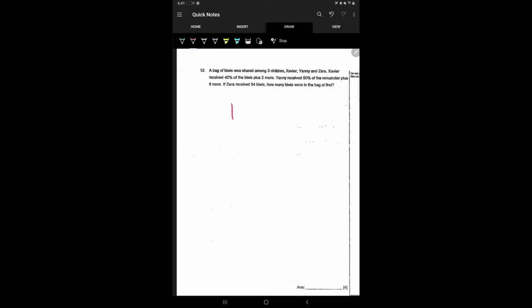So let's visualize this so it's easier to see. They tell you that Xavier received 40% of the kiwis plus 2 more. So he basically got about this part, which is 40%, and 2 more. So this entire portion is Xavier's. Next, they tell you Yanni received 50% of the remainder plus 8. So about this part and 8. This entire portion is Yanni's. Then they tell you that the remainder, this part, is 54, and all of it is Zara's.